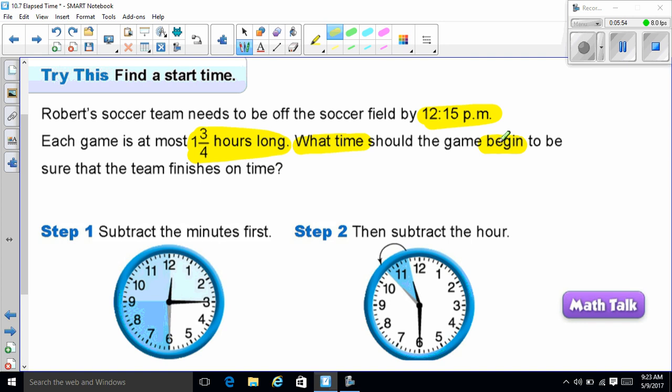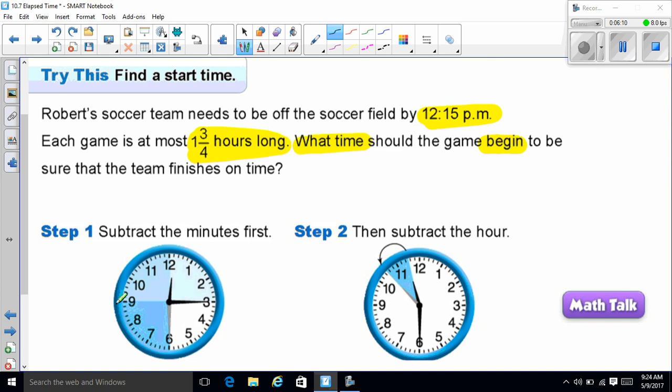So again, I have my analog clock here that I can use. And what I'm going to do is look at my information first. The 1 hour I got, but I see this 3/4. Well, what does 3/4 of an hour look like? And so let's just draw this out on the clock.